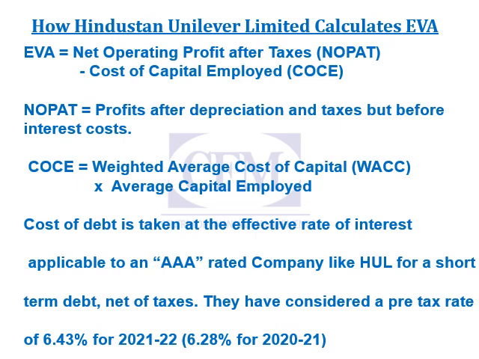EVA is calculated as net operating profit after taxes minus cost of capital employed. NOPAT is defined as profit after depreciation and taxes, but before interest costs. Cost of capital employed is weighted average cost of capital multiplied by average capital employed. Cost of debt is taken at the effective rate of interest applicable to a AAA rated company like Hindustan Unilever for a short-term debt net of taxes. They have considered a pre-tax rate of 6.43% for 2021-22 and 6.28% for 2020-21.